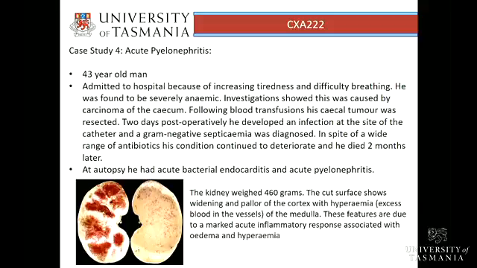Yeah, pretty unfortunate. So at autopsy it was discovered that he had acute bacterial endocarditis, so that's probably what hit him on the head, but he also had acute pyelonephritis, which is fortunate for us because he donated his kidneys, or did he? Maybe we just took them. And now we can look at him as a case study. So the kidney weighed 460 grams, the cut surface showed a widening and pallor of the cortex, and then we've got a large increase in blood vessels and congestion within the medulla. This is just due to the inflammatory response.